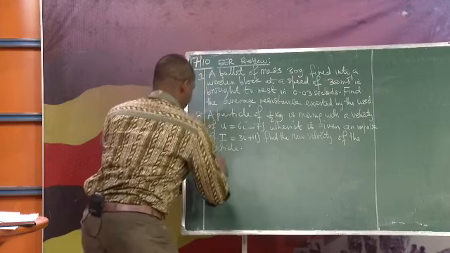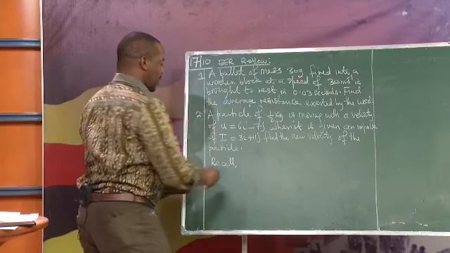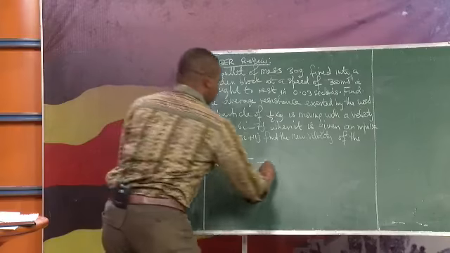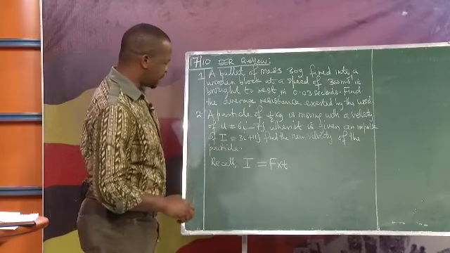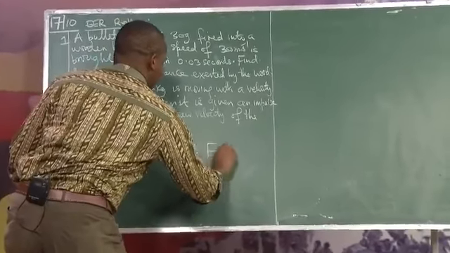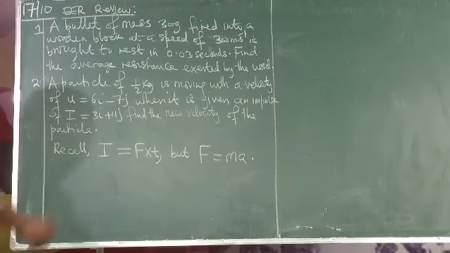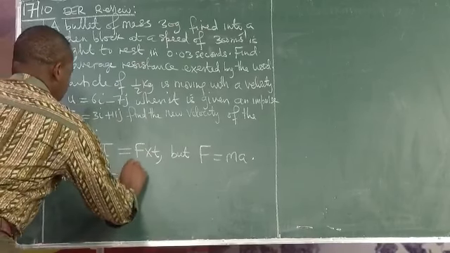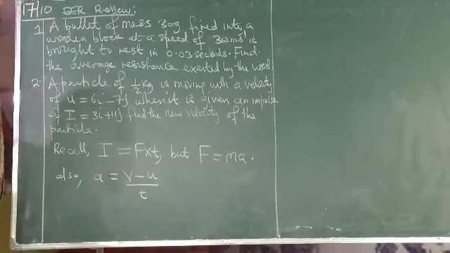So if we may recall, before we look at the actual questions, we said that impulse, which we can denote with letter I, is force times time. We are aware that force is mass times acceleration, and we are aware also that acceleration is final velocity minus initial velocity over time.